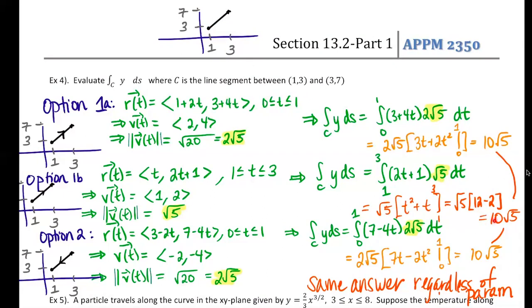And then lastly, it didn't tell us which direction, so I could have started up here at the point (3, 7) and gone the other way. And even in that case, I still end up with the same answer.